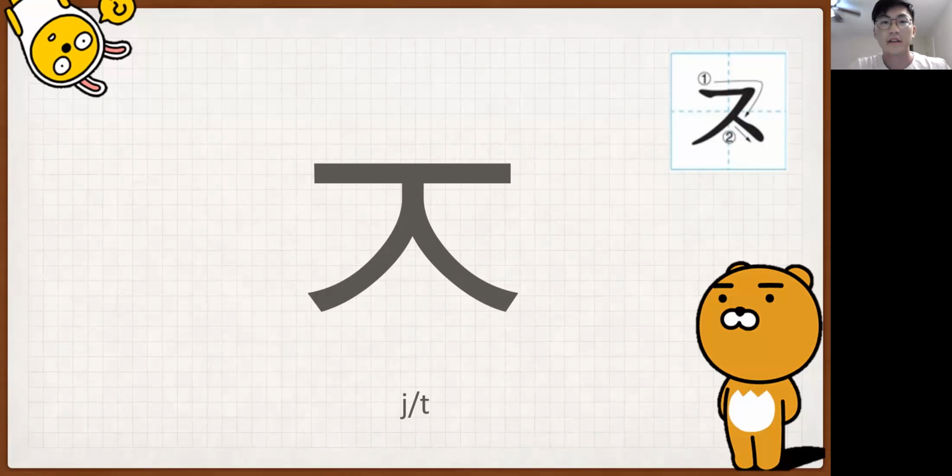This is jieut. The print version that you see right here is a more formal version of the letter. The top right corner one is usually what most people use. So for this one, I would recommend practicing writing the top right corner one. This one is just kind of formal. This jieut makes the J sound, like a J.